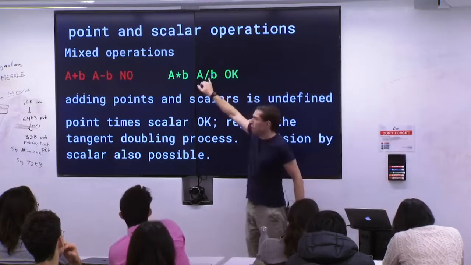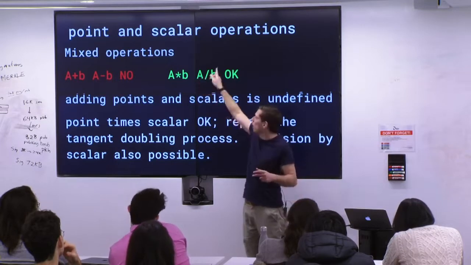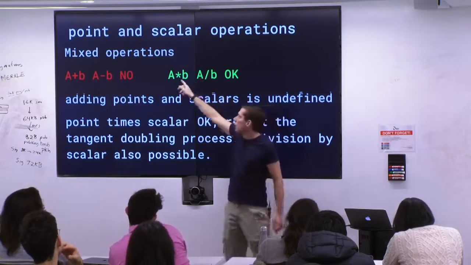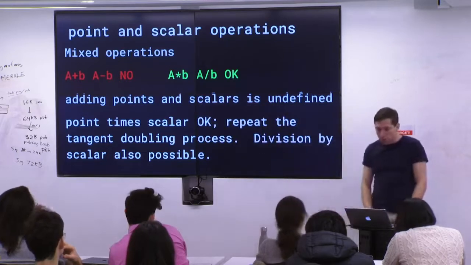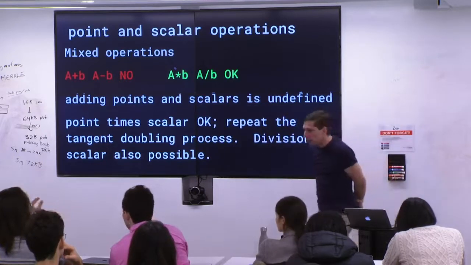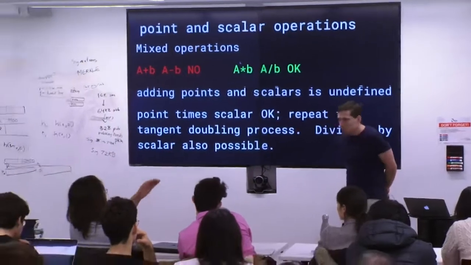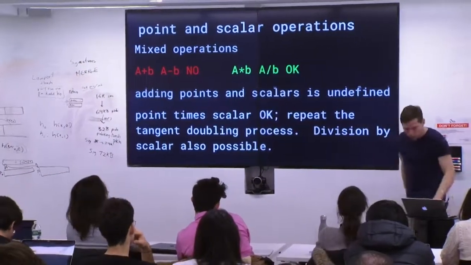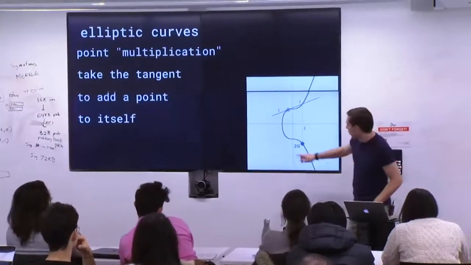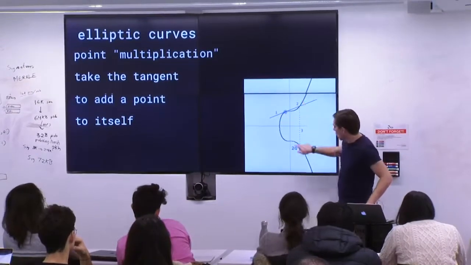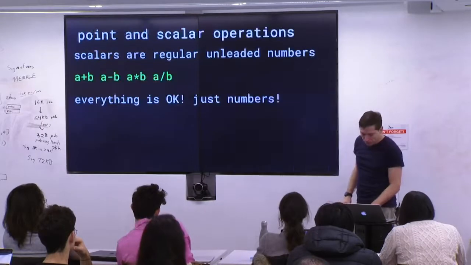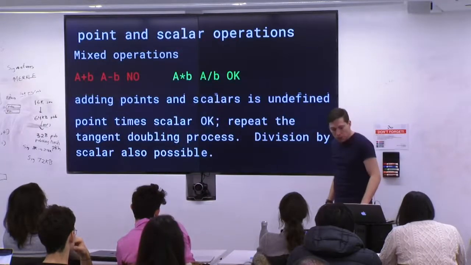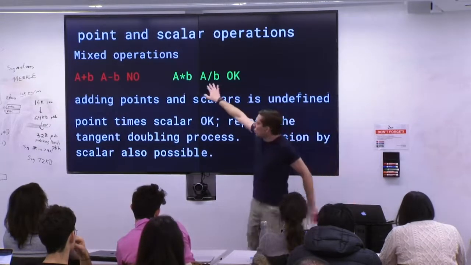This is a little trickier because you have to compute what b to the negative 1 is and multiply by that. You can do it. So you can do these things where you have points times scalars, but you cannot add. So 2a is basically like drawing the tangent through a. If this is g, this is 2g. Find the tangent, find the intersection, and then negate. Okay, so you can do that. That's cool. You cannot do that.